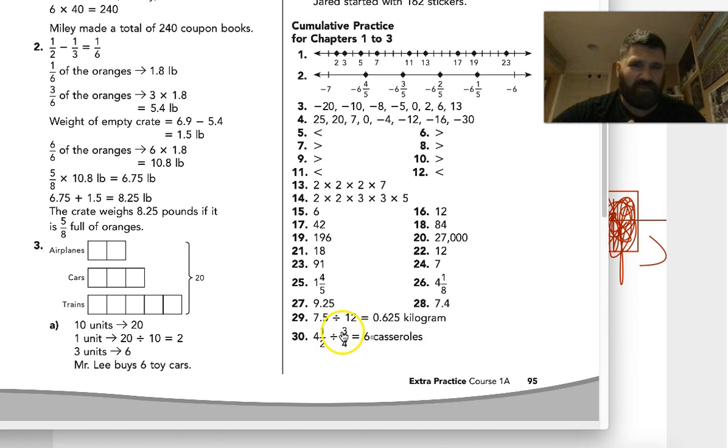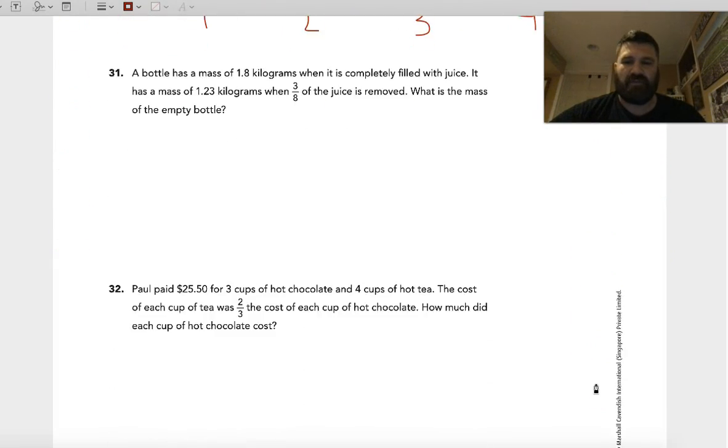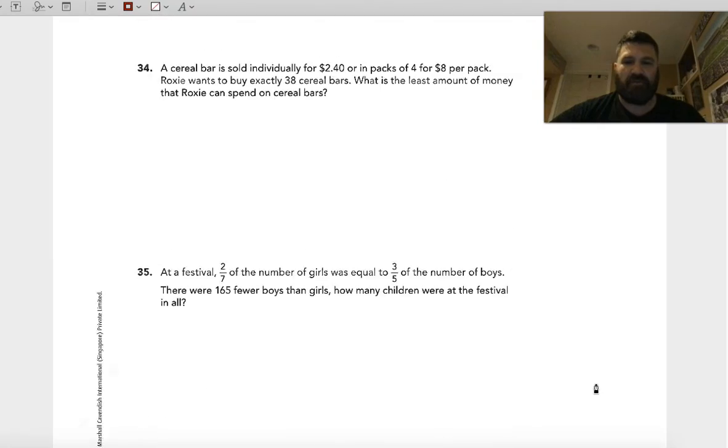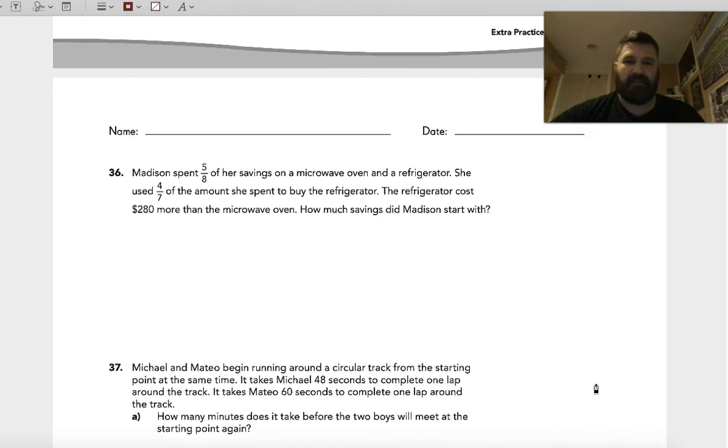So this shows you the other way that you could do this. And remember, it's just what you just got done doing on another problem. Turn it into an improper fraction, and then keep, change, flip. So you've got 31, 32, 33, 34, 35, 36. You still have a lot left.